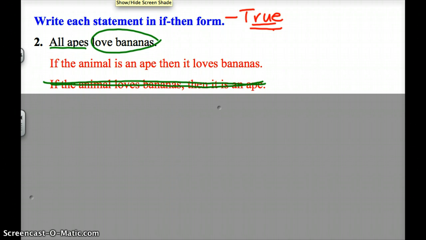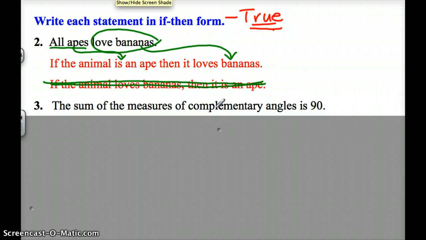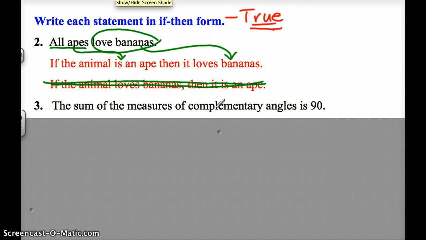Now, I do also notice that apes is first, and it is the if part, and bananas is second, and it is the then part. And yes, that possibly can happen all the time, but not necessarily. Now, if both of them are true, then that's the way I'm going to go. Let's take a look at number 3.